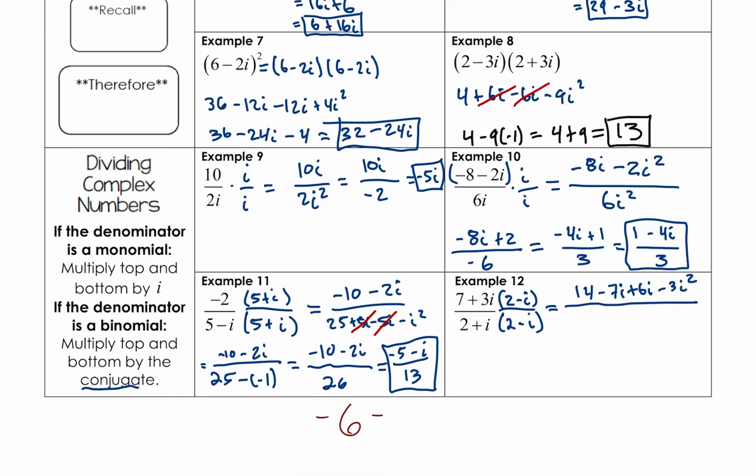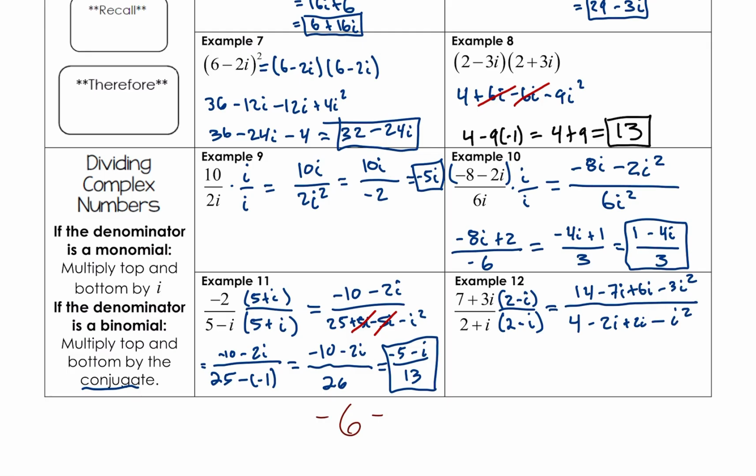And on the bottom, I've got 2 times 2, which is 4. 2 times negative i, which is negative 2i. i times 2, which is positive 2i. And i times negative i, which is negative i squared.